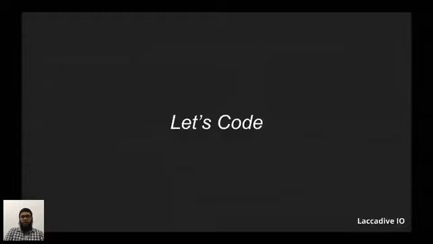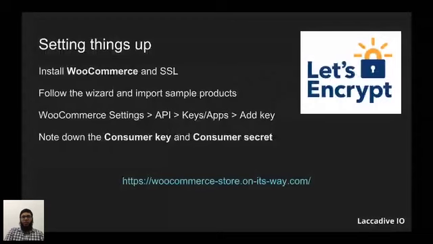So let's get into code now. I have already set this up. I have already set up a site at WooCommerce2.onitsway.com. I have installed WordPress. I've installed the WooCommerce plugin. And it also has to have SSL, so it has to be an HTTPS endpoint for us to query from the WooCommerce REST API. Afterwards, I followed the import wizard to import the sample products from WooCommerce.